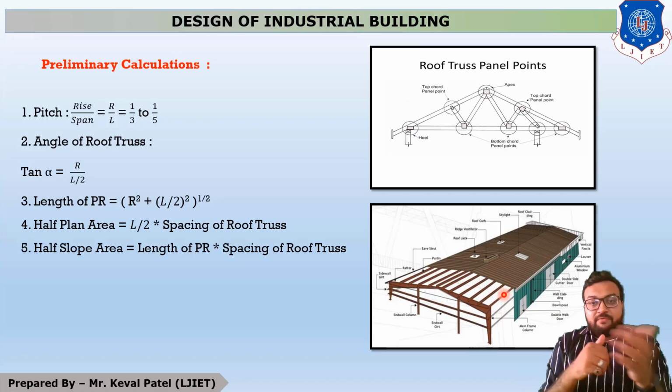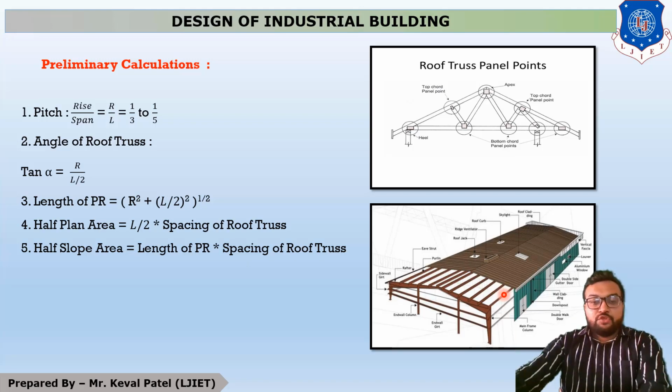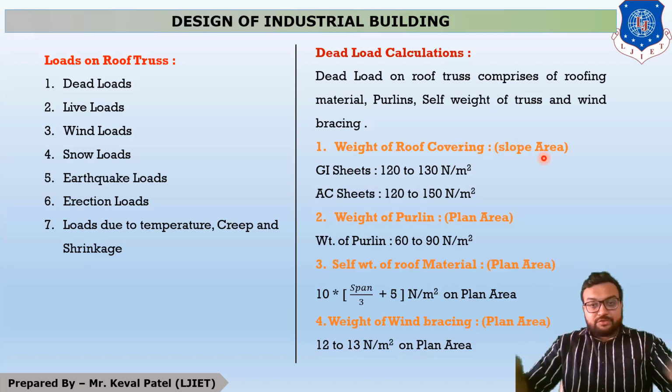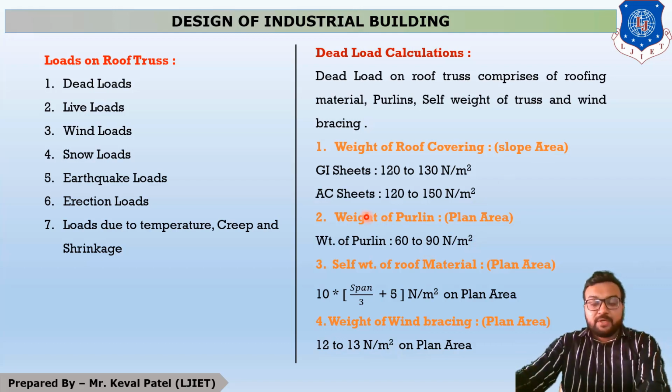Now whenever there is no clarification regarding the weight of these two materials, then we have to assume it in the range of 120 to 130 Newton per meter square for GI sheet, and 120 to 150 Newton per meter square for ACC sheet. And these two loads are considered on slope area because this is for the slope.